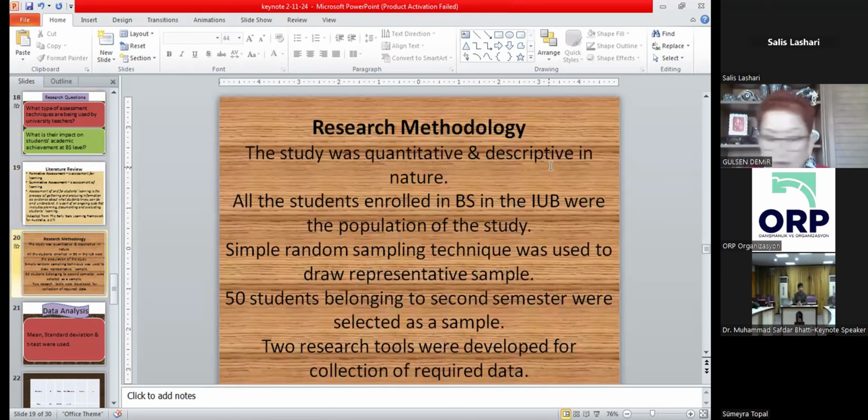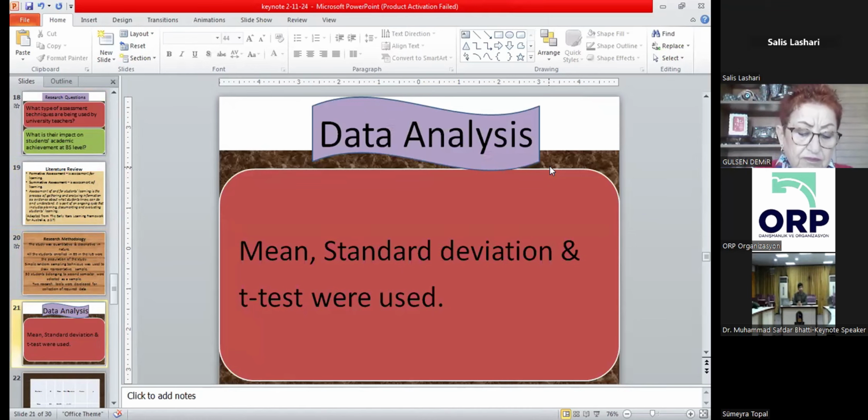If we talk about the research methodology, the study was quantitative and descriptive in nature. All the students enrolled in the BS program in the Islamic University of Bahawalpur, Pakistan, were the population of the study. A simple random sampling technique was used to draw the representative sample. 50 students belonging to the second semester were selected as a sample. Two research tools were developed for the collection of the required data. Mean, standard deviation, and t-test were also used.